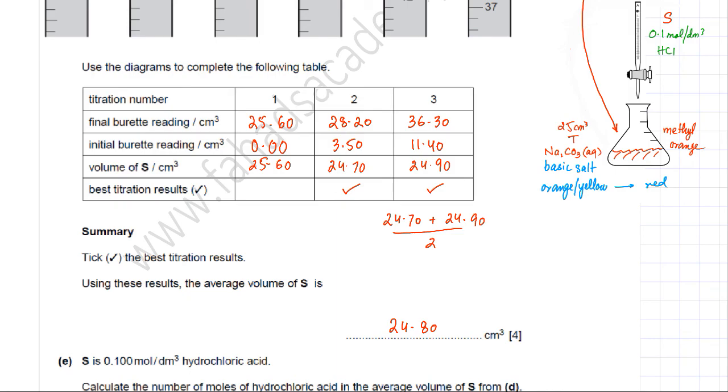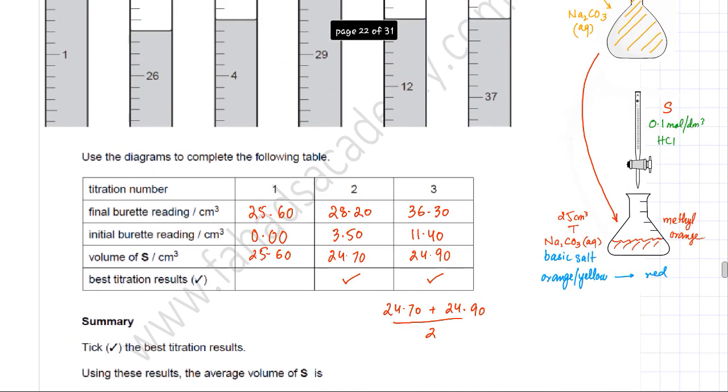cm cube. I'm going to add that to my sketch over here as well. So the average volume of HCl that's used is 24.80 cm cube. That's the average volume of S that's being used.